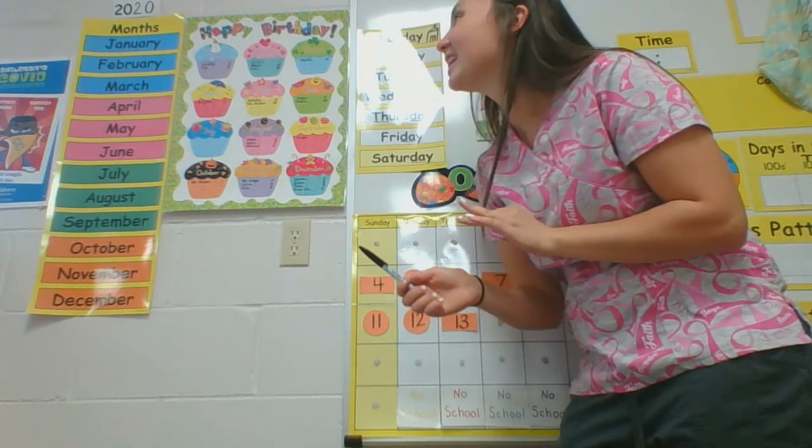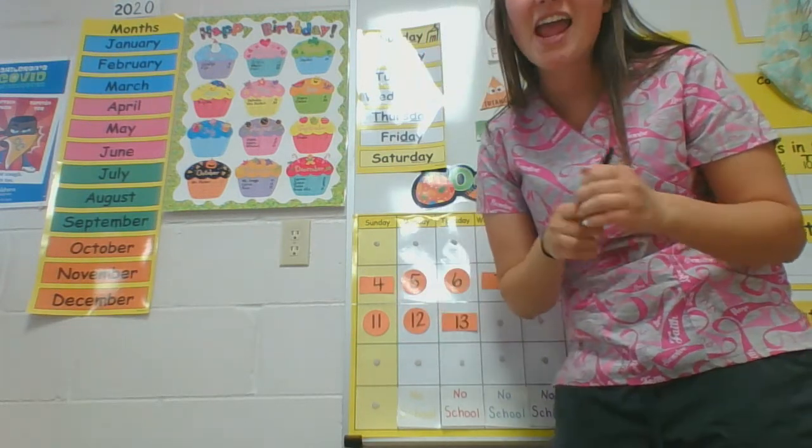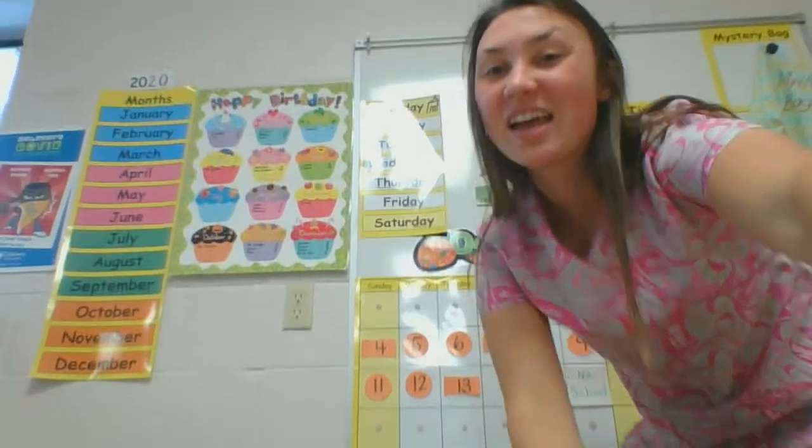Very good. Let's stand up on the ground and do the song and the dance that helps us remember our months of the year. Ready? January, February, March, April, May, June, July, August, September, October, November, December. Those are the months of the year. Good job, 5K. Thanks for doing that with me.